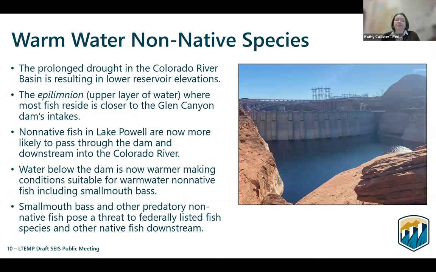Warm water native species are a concern. They started a few years ago, but now they're really becoming a concern because of the prolonged drought in the Colorado River Basin. This drought is resulting in lower reservoir elevations, and the upper layer of water where most fish reside is closer to the Glen Canyon Dam intakes. This is allowing for non-native fish in Lake Powell to move through the dam and downstream into the Colorado River. The water below the dam is also now warmer, making conditions suitable for warm water non-native fish, including the smallmouth bass, to reproduce. Our concern is that these non-native predatory fish pose a threat to our federally listed species, the humpback chub, and other native fish downstream of the dam.